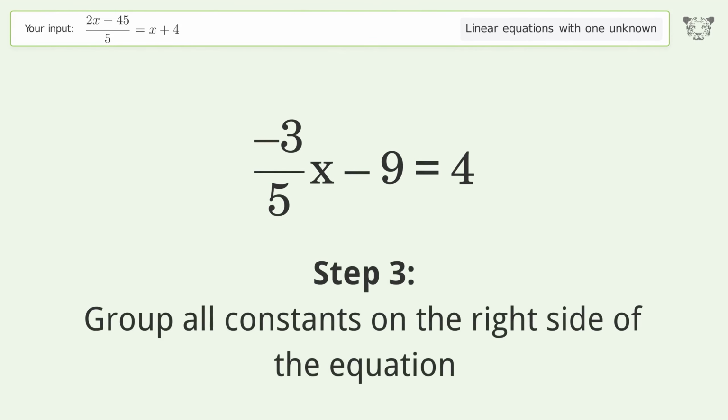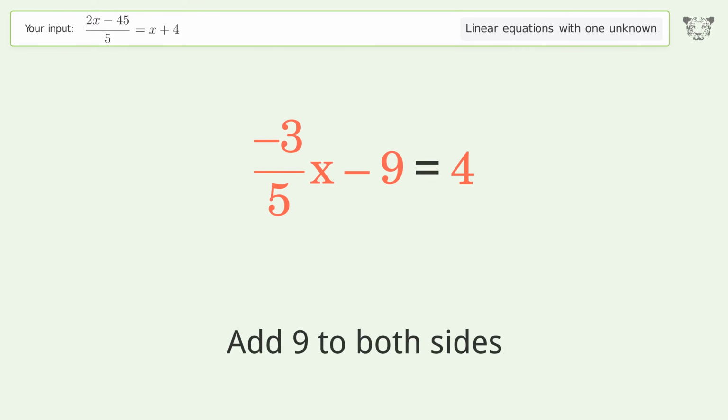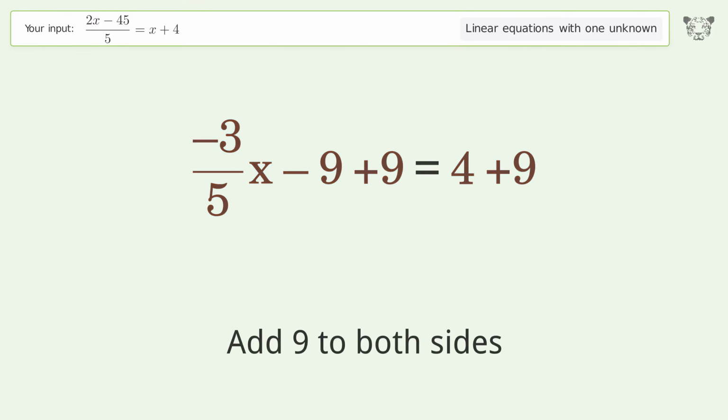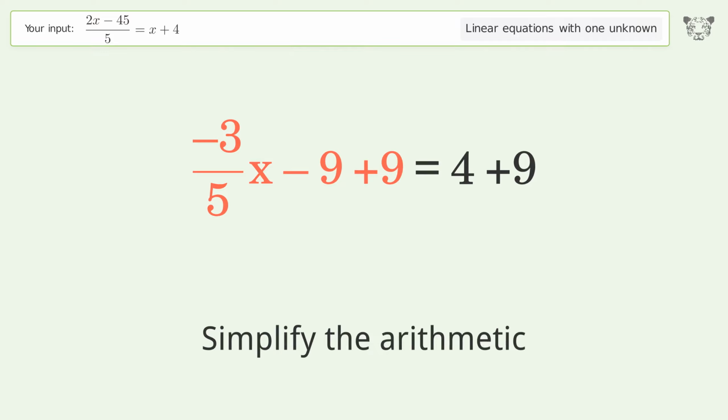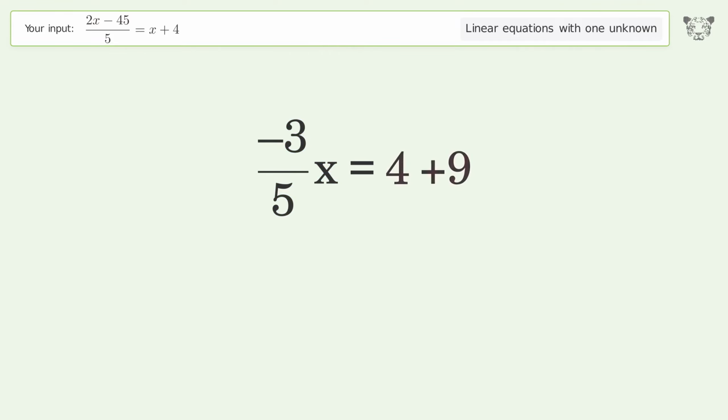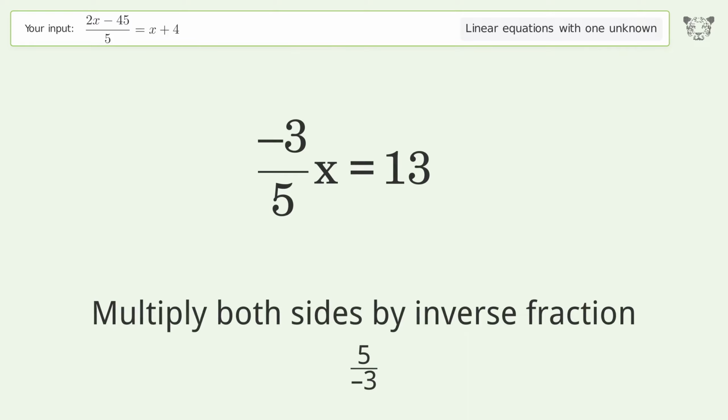Group all constants on the right side of the equation. Add 9 to both sides. Simplify the arithmetic. Isolate the x. Multiply both sides by inverse fraction 5/-3.